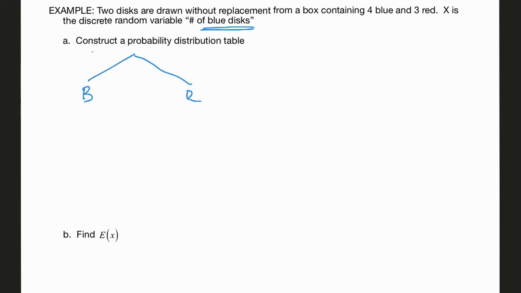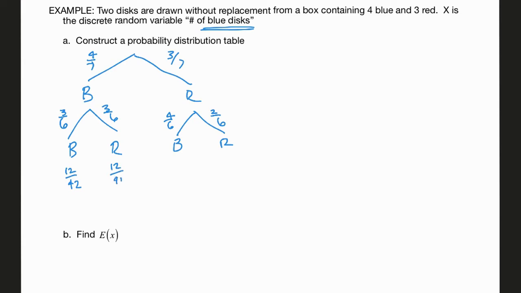And the probability here is 4/7, and the probability here is 3/7. And then I could reach in again, and I could get blue or red, and I could get blue or red. But the probabilities are different here because we didn't put that first disc back. All right, so if I multiply down the branches and I get all these probabilities, this one is 12/42, and this one is also 12/42, and this one is 12/42, and this one is 6/42. Okay, so let's set this up.